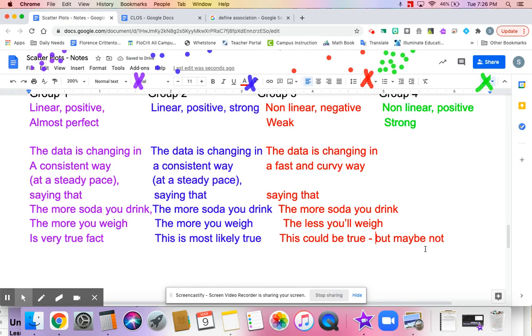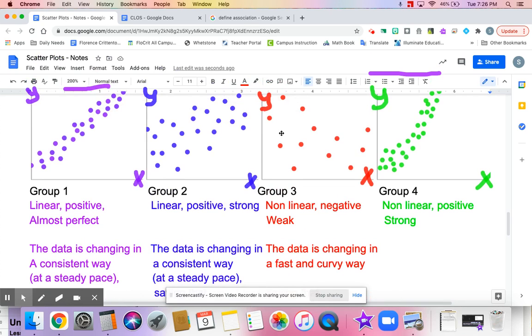But maybe it's not true. I mean, maybe it's not true here. All of these could maybe not be true. However, this one is more likely to not be true because of how weak the association is between them.